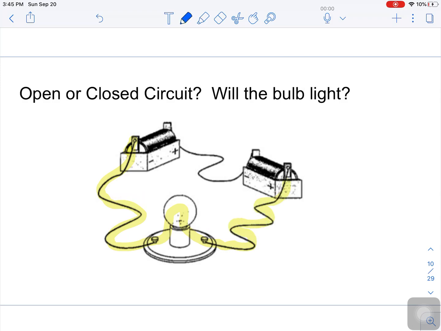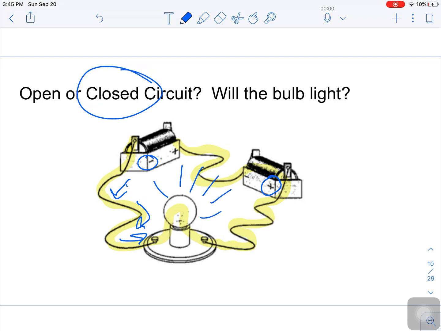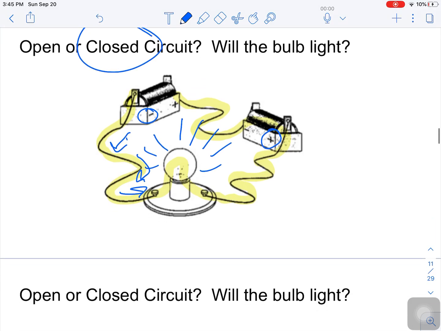Notice this is a positive end of the battery here. So it would be pulling those negative charges. And then notice here, look, negative end being pulled towards the positive end. So this is a closed circuit, and this bulb definitely will light, because that electricity has a complete pathway to flow.